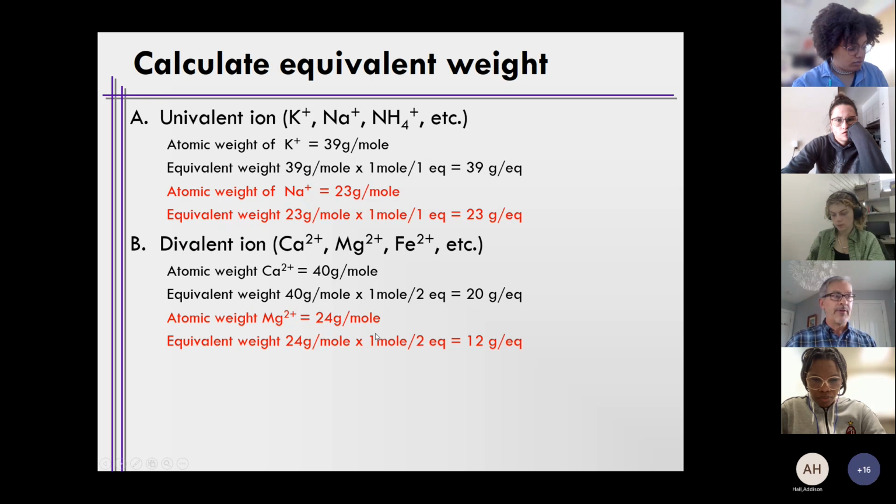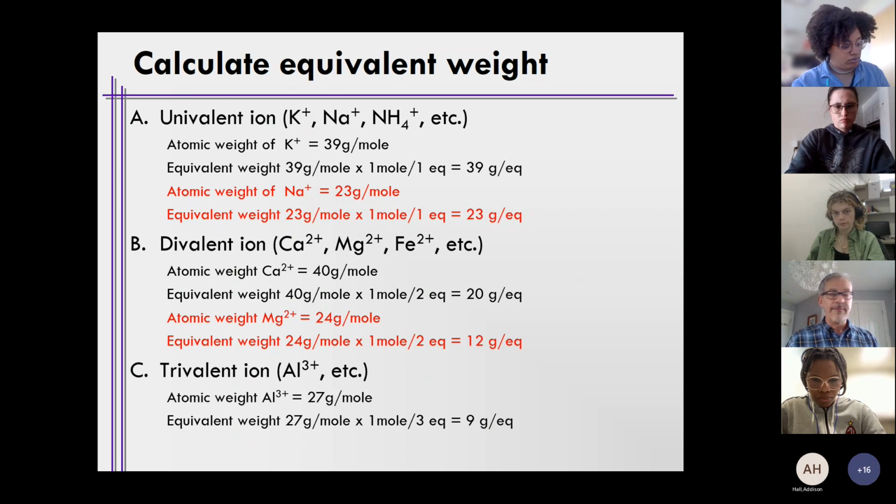Magnesium's different, right? Because it has a different atomic weight. The atomic weight of magnesium is 24, but it has a +2 charge. So 24 divided by 2 is 12, and that's the equivalent weight of magnesium. Then we do the same thing for trivalent cations like aluminum. You go to the periodic table, aluminum has an atomic weight of 27, and aluminum has a charge of 3. So 27 divided by 3 equals 9. That's the equivalent weight of aluminum.